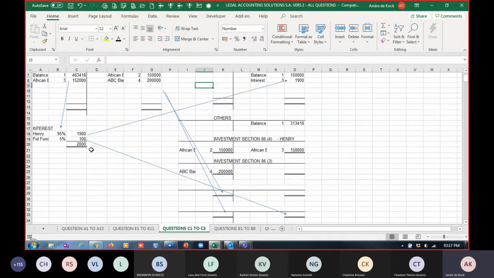And the 100 Rand belongs to the Fidelity Fund. Now I open an account for the Fidelity Fund, and I keep a separate account called the Fidelity Fund in terms of section 86.4, and the 100 Rand goes there. So in other words, this 152 has been posted 1,900 there to Henry, 150 to the investment, and 100 to this Fidelity Fund interest in terms of section 86.4.